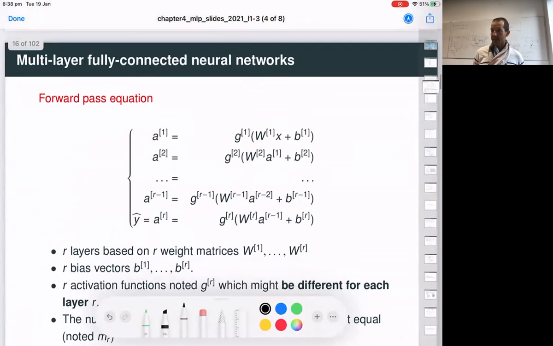So it's easy to extend what we have seen by adding more layers in cascade. I just write here the forward pass equation. I'll give you a few seconds to read this equation.